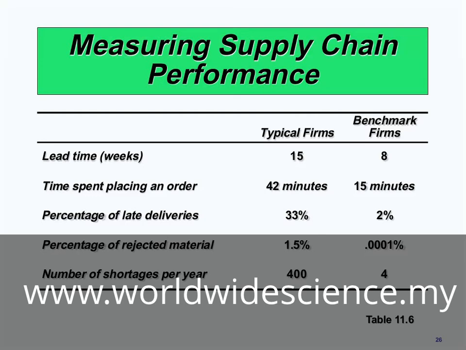Percentage of rejected material in typical firms is 1.5%, while this amount is very, very small in benchmark firms. It's 1 in 10,000.